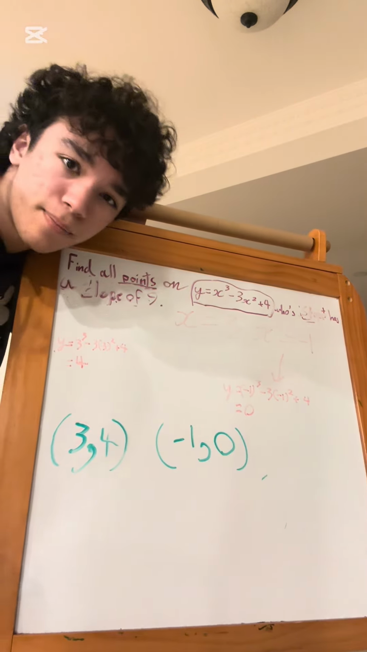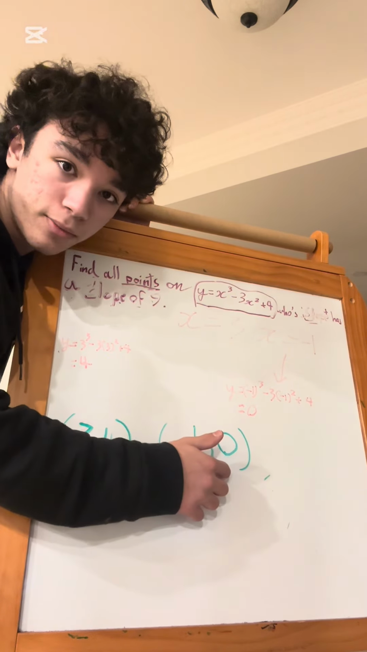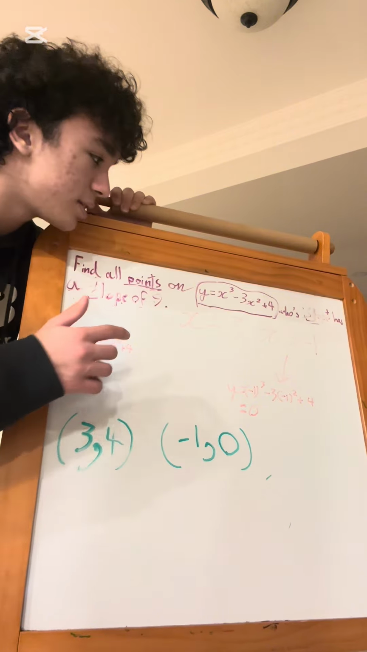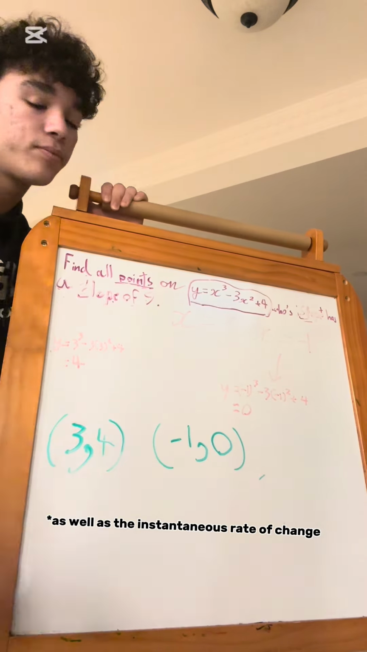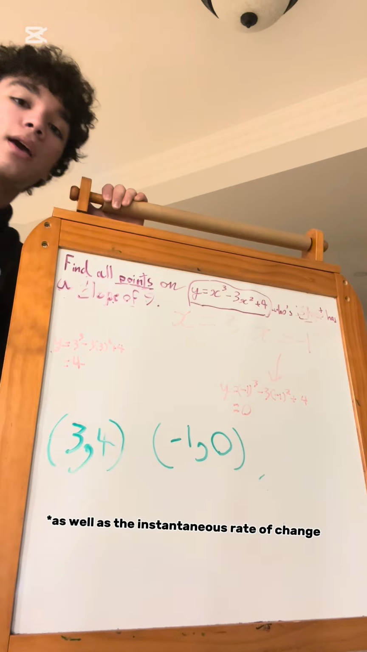This means that at (3, 4) and (negative 1, 0), the slope of the tangent to this graph is 9. And that pretty much answers the question. The 2 points are (3, 4) and (negative 1, 0) that have a slope of 9.